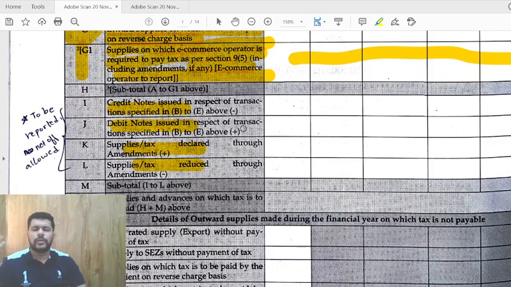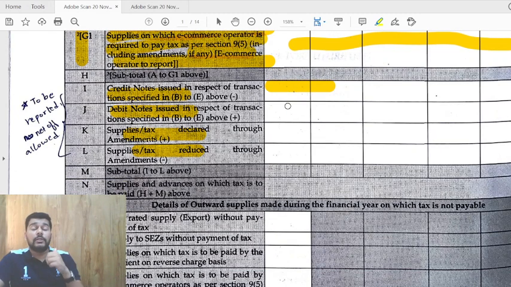As I said, those supplies declared through amendments, reduced through amendment, that is net of debit and credit notes, you can accommodate them right there. But please remember that this data is also crucial of credit notes and debit notes. Why? Because whenever the calculation is going to be done about any transaction of yours with your customer, for the purpose of, let's say, refund, etc., they match the GST returns with the data which has been reported by you in GSTR1, GSTR3B as well as GSTR9.